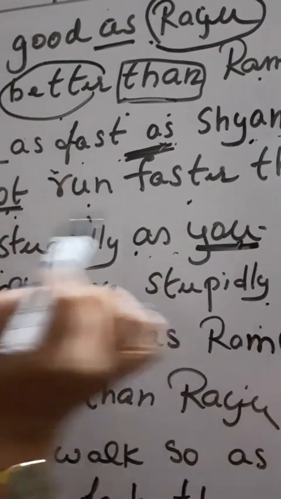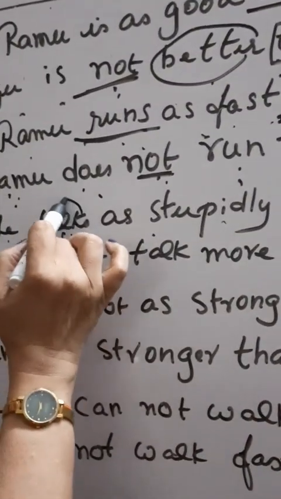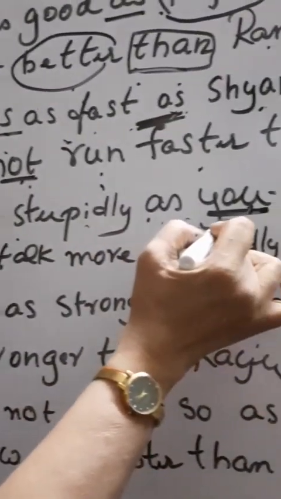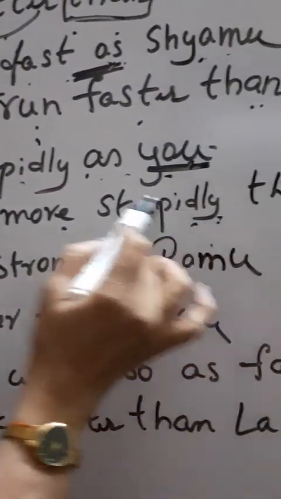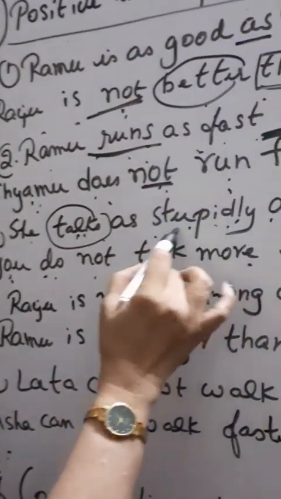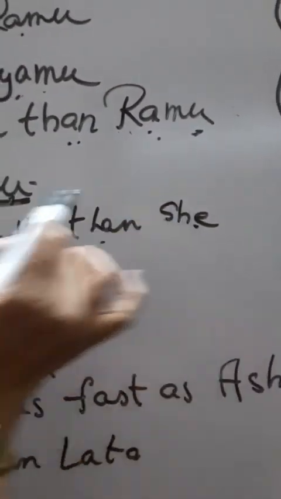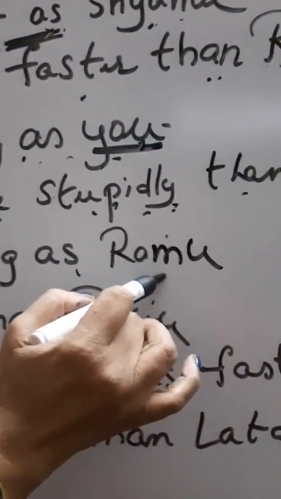Now, she talks as stupidly as you. Write it here, you. Now, the sentence is in present tense. Talks. Whenever we use you, we, they, we use the verb do. That is why you do not talk more stupidly. Stupidly, more stupidly, because two syllable. More stupidly than she.